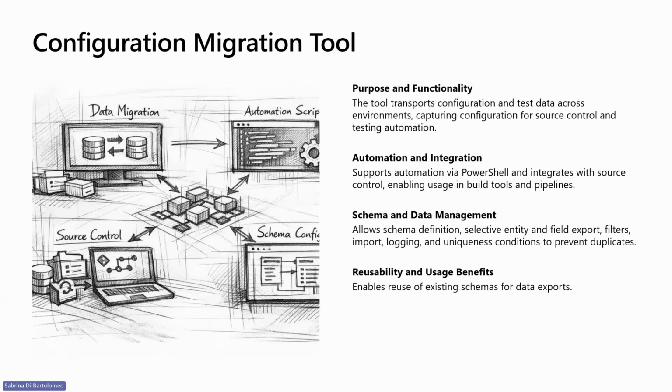Before closing, one last consideration. Some components are not solution aware. This means that they cannot be added to solutions. Examples include skill-based routing rule sets, queue configurations, countries, regions, currencies, business unit teams. Even though these components are not solution aware, they can still be moved between environments by using the configuration migration tool. And this tool can also be integrated into pipelines.